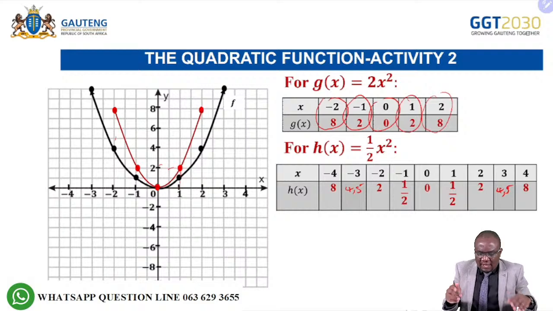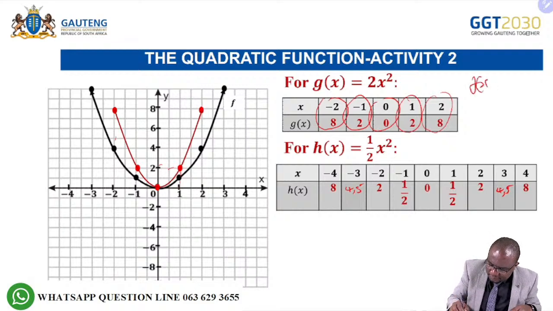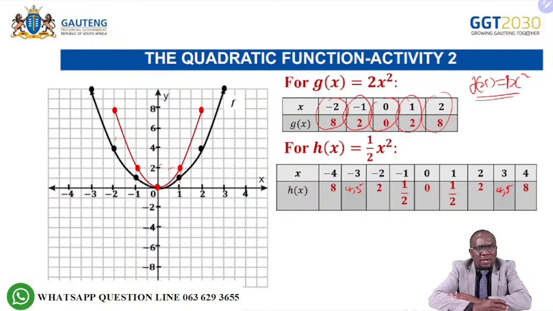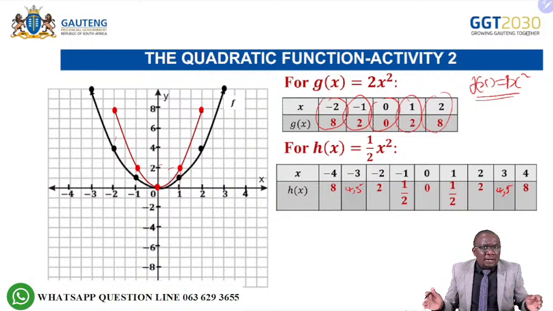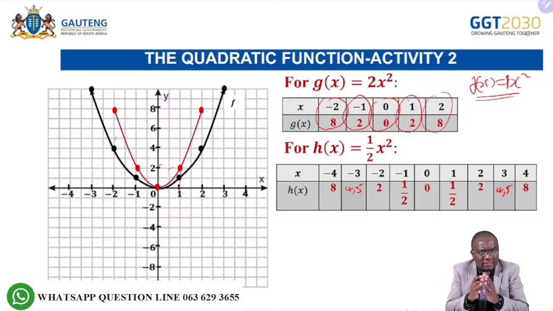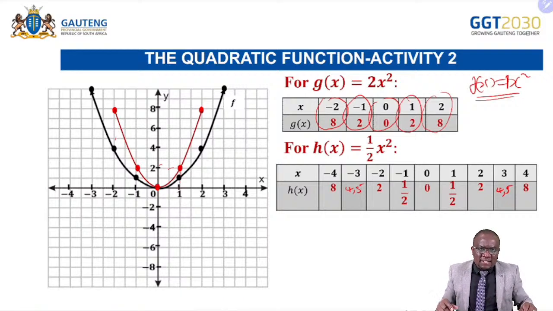Now, let's discuss this before we move on to h of x. f of x is equal to x squared. A was 1. So if A increases, what happens to the graph? You can answer that in class. It becomes narrower. If A decreases, it should become wider. If A increases, it becomes narrower. We call that vertical stretch.